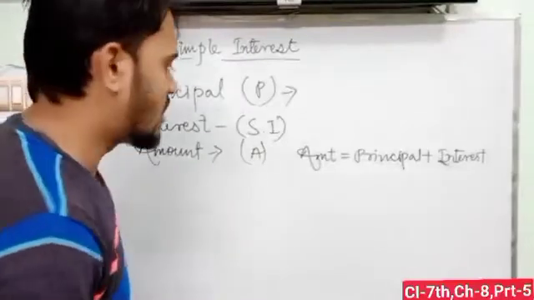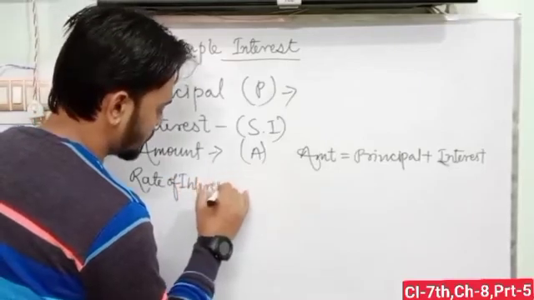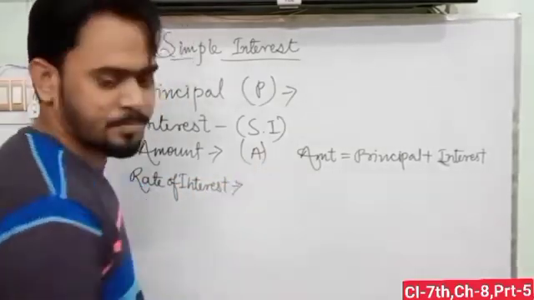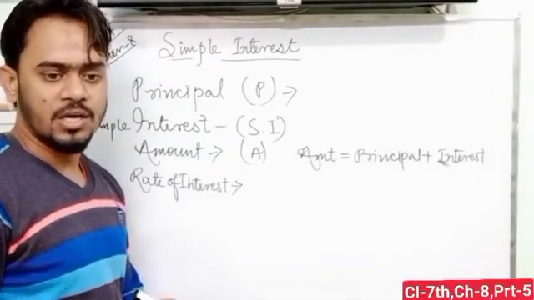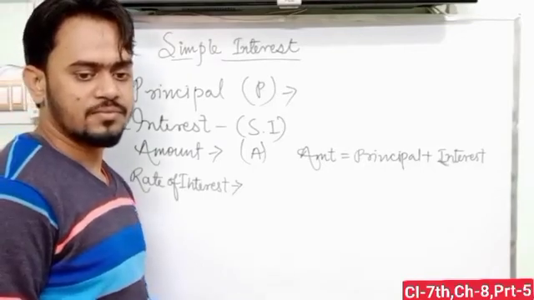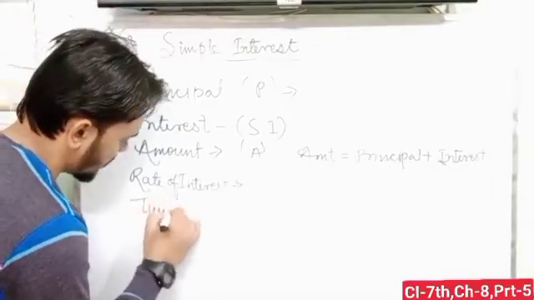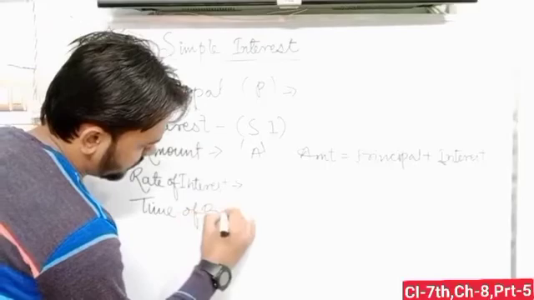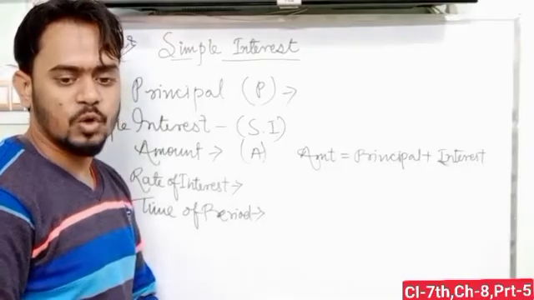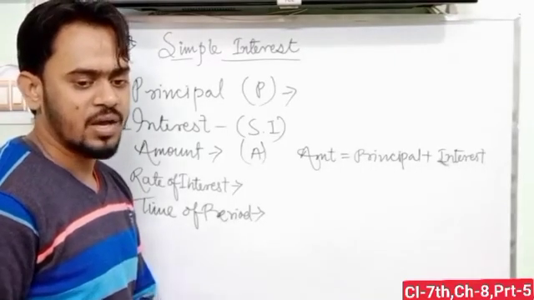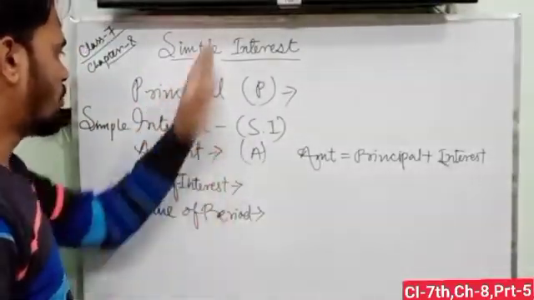The next term is the rate of interest. The fixed percentage at which interest is calculated for a certain period of time, usually on a yearly basis, is called the rate of interest. Another term is the time period. The period for which the money is borrowed or given is known as the time period or time. So these are some terms related to simple interest.